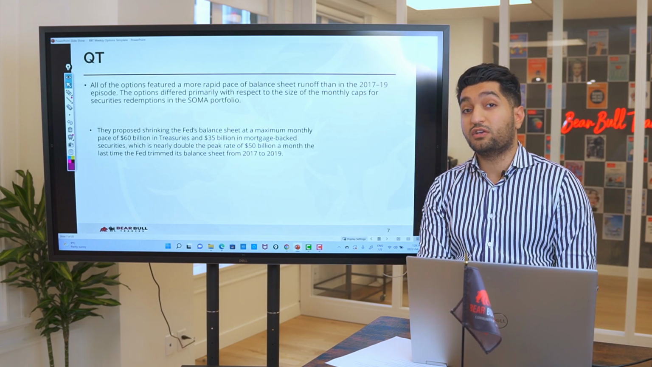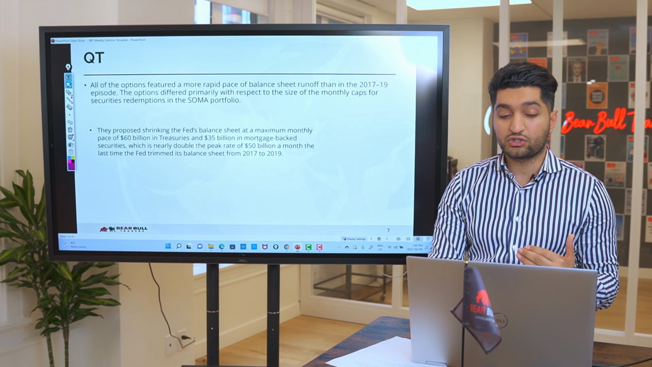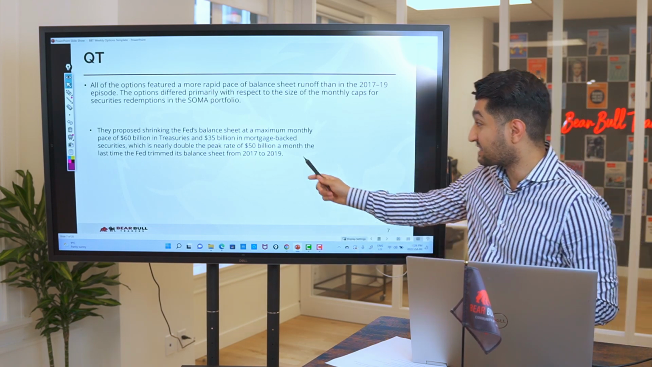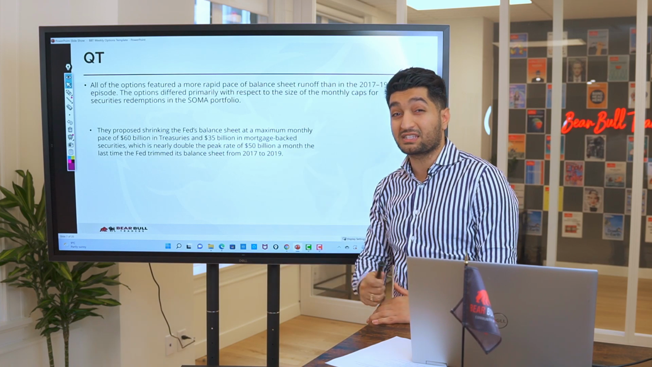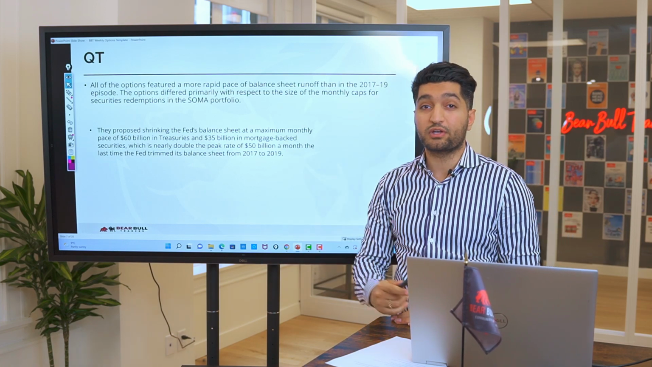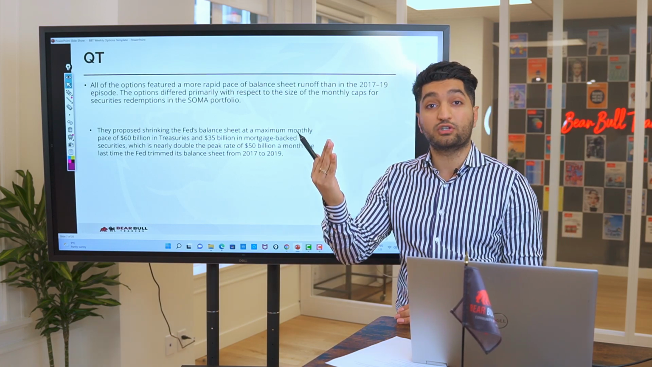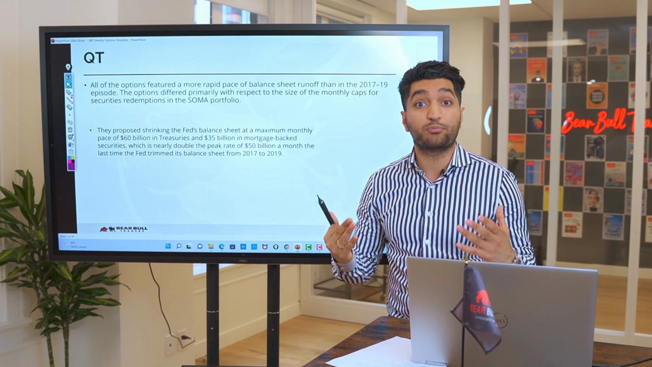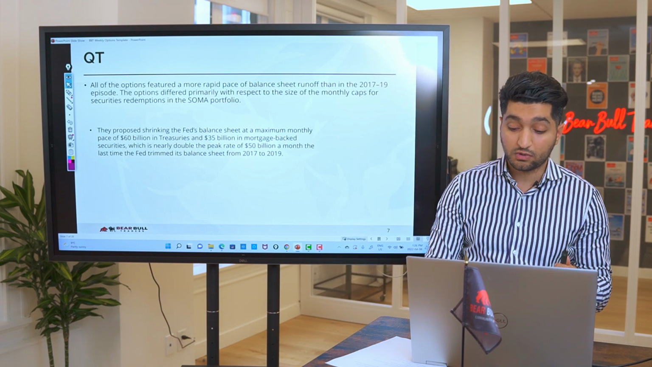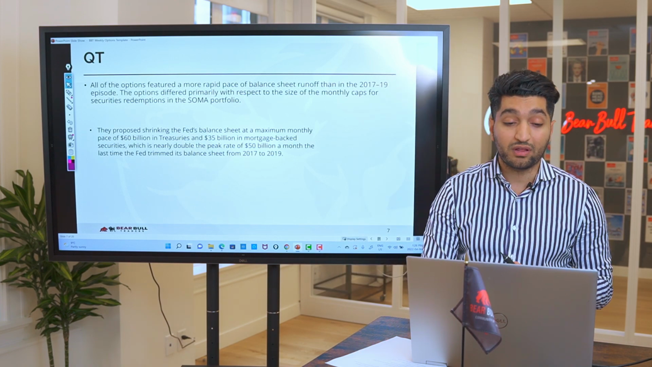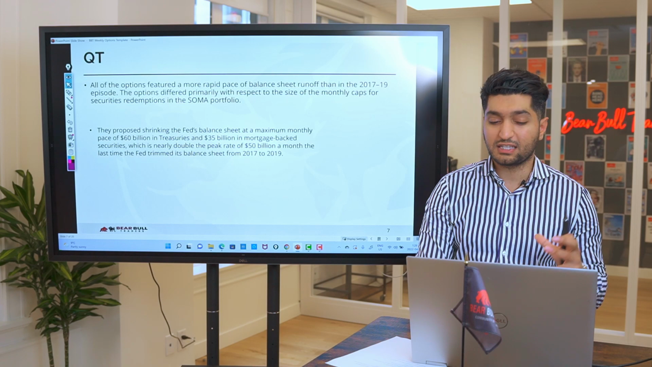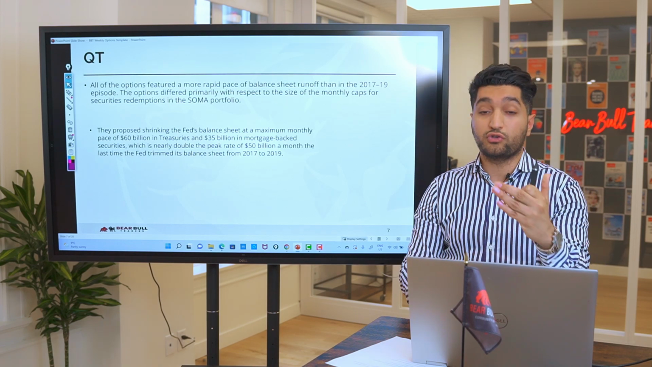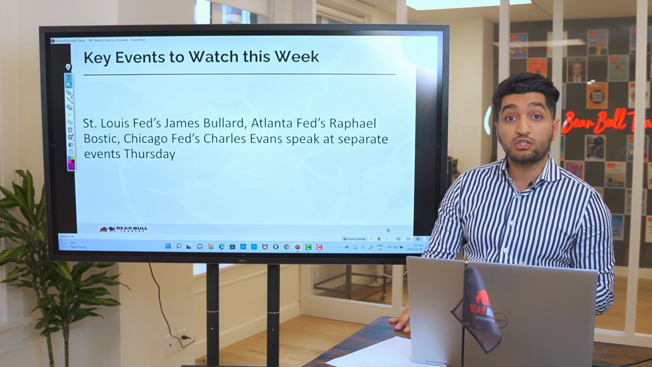Another thing is QT, reducing the size of the balance sheet: about 60 billion in treasuries and 35 billion in mortgage-backed securities. As they're dumping these mortgage-backed securities, it's going to put upward pressure on mortgage rates again. So another slowdown in housing, probably, which is going to be bad news for housing. Something to look for. Really important information out of the minutes. Again, I spent a lot of time digging through these minutes and reading between the lines so you don't have to.